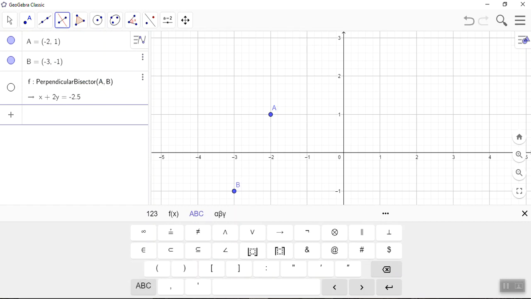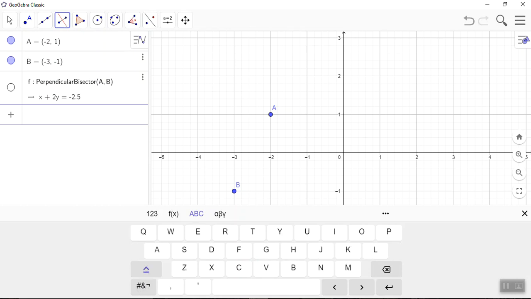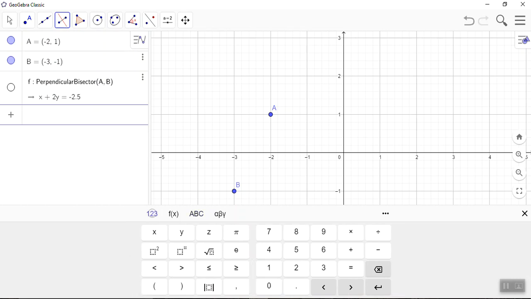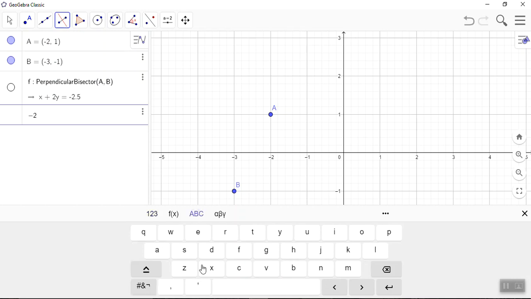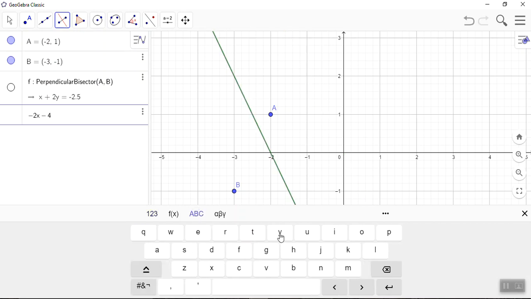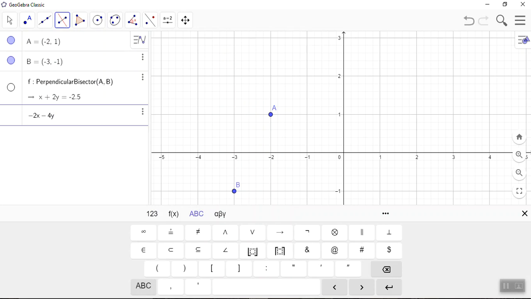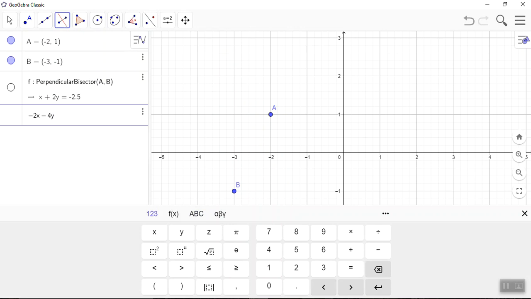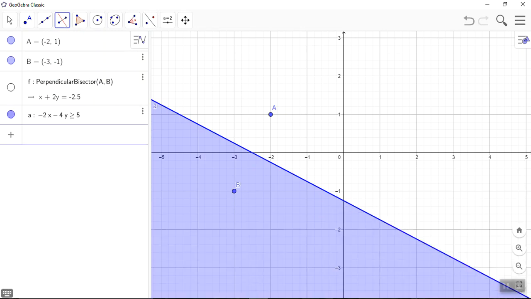That's interesting. Where are my numbers? Nope, they're not there. Oh, there it is. I just have to press that. So I needed negative 2, back to the keyboard, x, sorry, it's a bit slow this, isn't it? Minus 4y. Now hopefully I've got some mathematical symbols there somewhere. Not there. There it is. Greater than or equal to 5. And hit enter. And there it is.